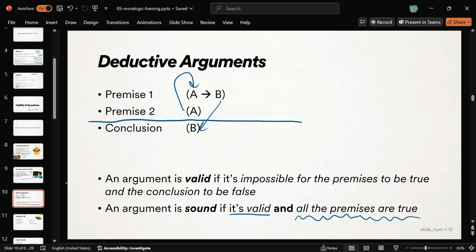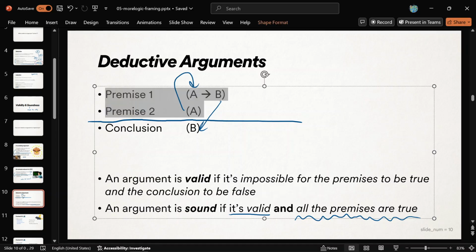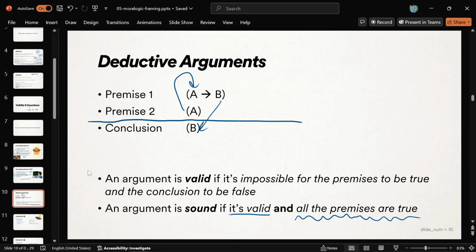An argument's valid if it's impossible for the premises to be true and the conclusion to be false. Another way to say that is that the assumptions, however many there are, always give you the conclusion if you assume them at least. And then soundness means that works out, it's valid, and also the assumptions were correct assumptions for our universe. Okay?